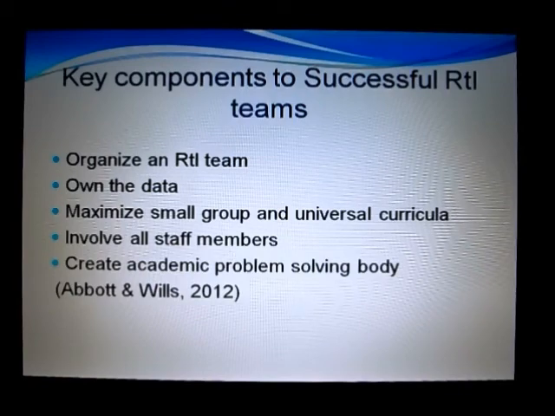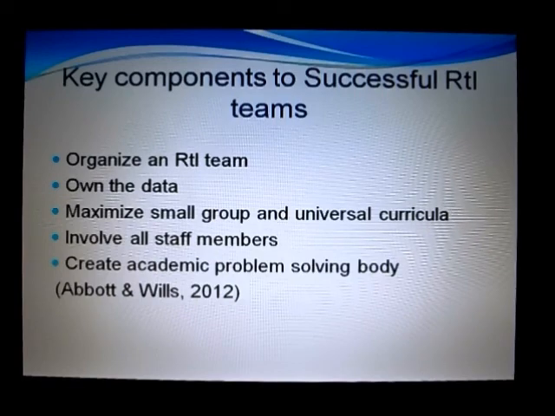That the schools, the teams, they need to own the data instead of making excuses for it. They need to acknowledge that the data is coming from the students who are responding to the interventions that are being done in their classroom. Also, that in order to have successful RtI teams, you have to maximize small group and universal curricula by encouraging that mastery of learning, implementing appropriate error correction, building in frequent opportunities to respond, and increasing read aloud time if you're implementing RtI for reading.